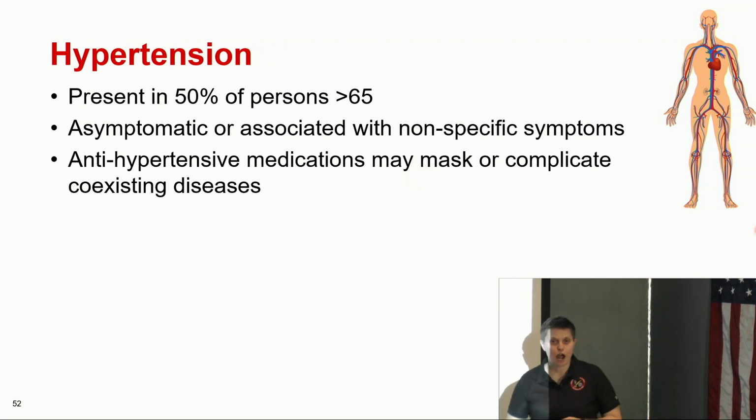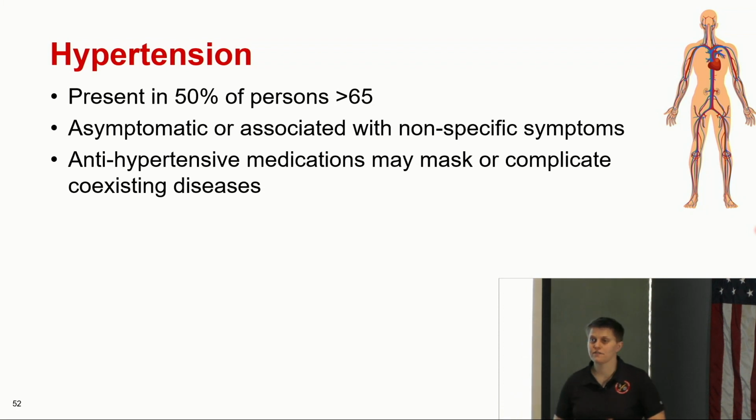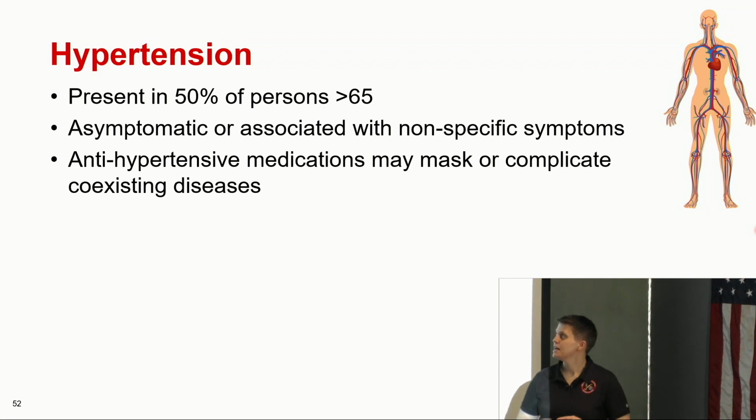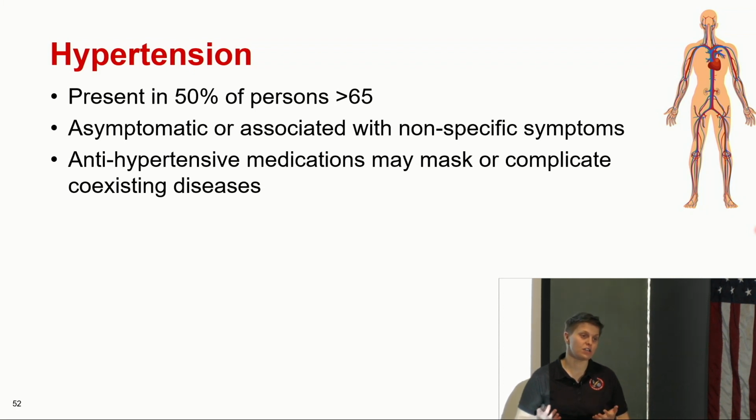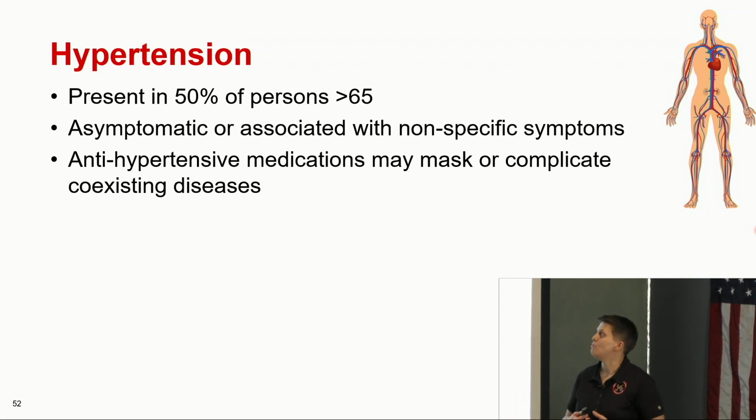Hypertension is another common medical condition that affects the cardiovascular system in elderly patients. It's present in over half of people over the age of 65. It might be totally asymptomatic or might have nonspecific symptoms like headache or vision changes. And antihypertensives are, as we've already talked about, kind of a risky medication. Obviously important, but they may mask other disease processes or have implications when a patient gets acutely ill.